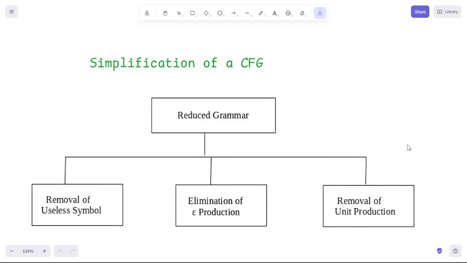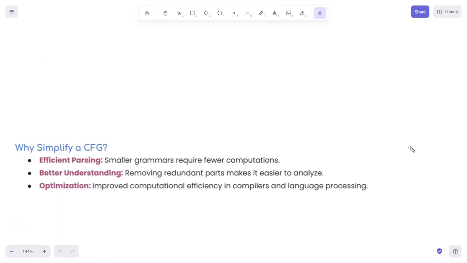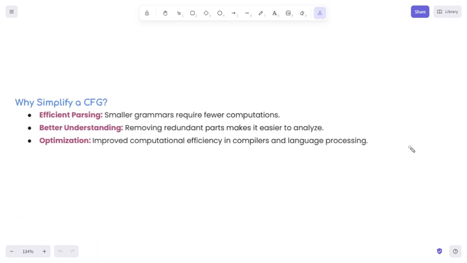Now, why do we need to simplify CFG? That's the first question that comes to our mind. So why is there a need for simplification? The first thing is efficient parsing, as we know that CFG is used in compilers as well. So the parsing will have fewer computations, which will make it more efficient. That's why it's important to simplify CFG.